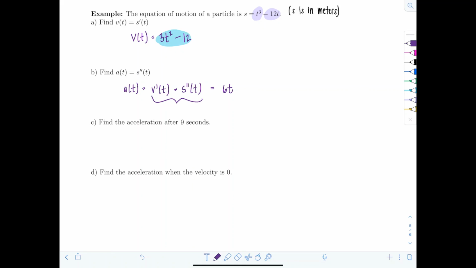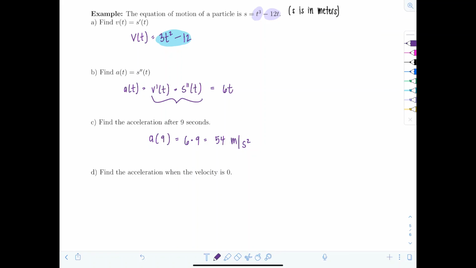All right, part C says find the acceleration after 9 seconds. So now I'm going to substitute in 9 for t. So a of 9 equals 6 times 9, which is 54. And then the units for acceleration are going to be meters per second squared. It's always seconds squared for acceleration.